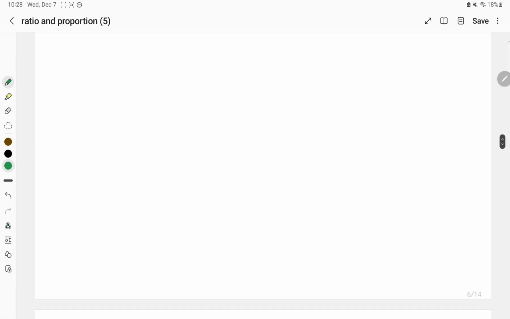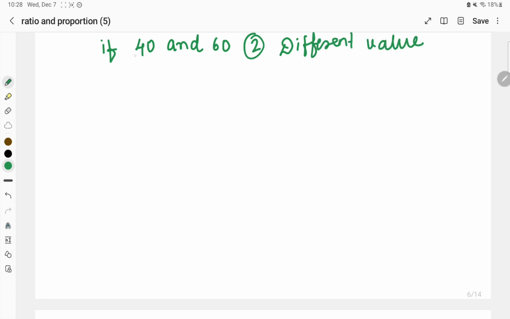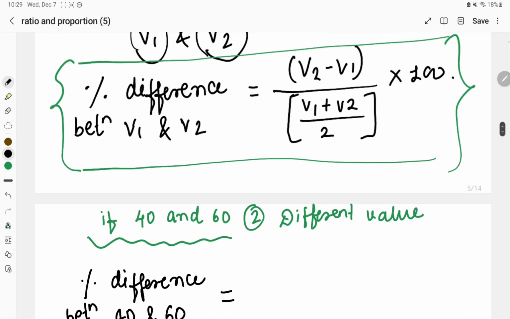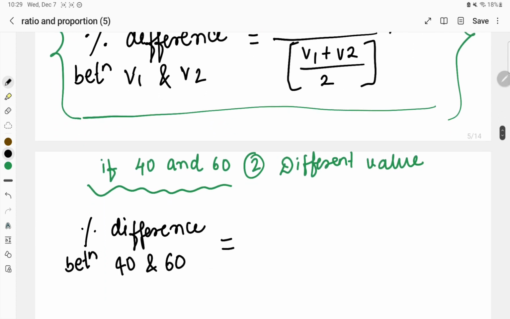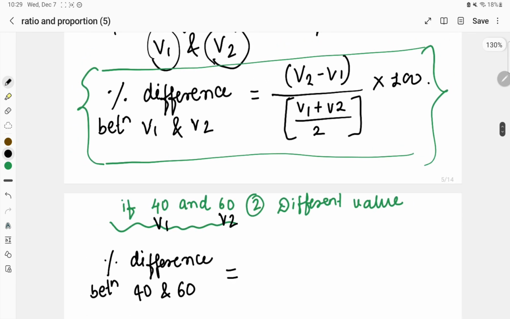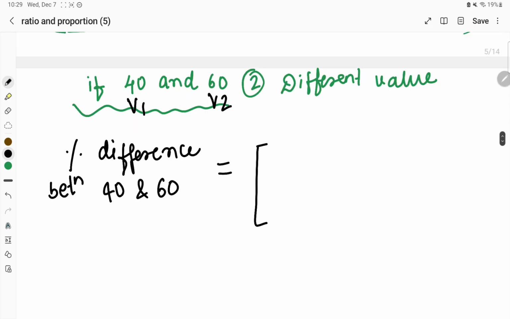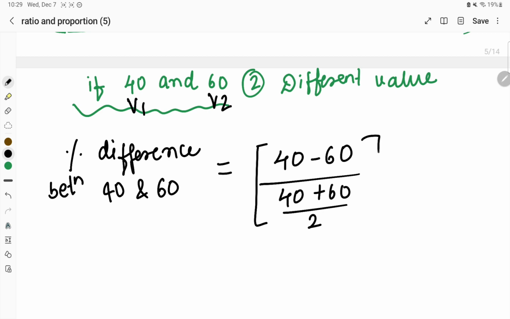The other formula that I would like to give you is, but before that, let us take an example for this percentage difference. Consider that two values are given, 40 and 60. These are two different values. If we have to calculate the percentage difference between 40 and 60, as per the formula, consider this value as V1 and this as V2. So V2 minus V1 upon V1 plus V2 upon 2 into 100. So here, 40 minus 60 upon 40 plus 60 by 2 into 100.